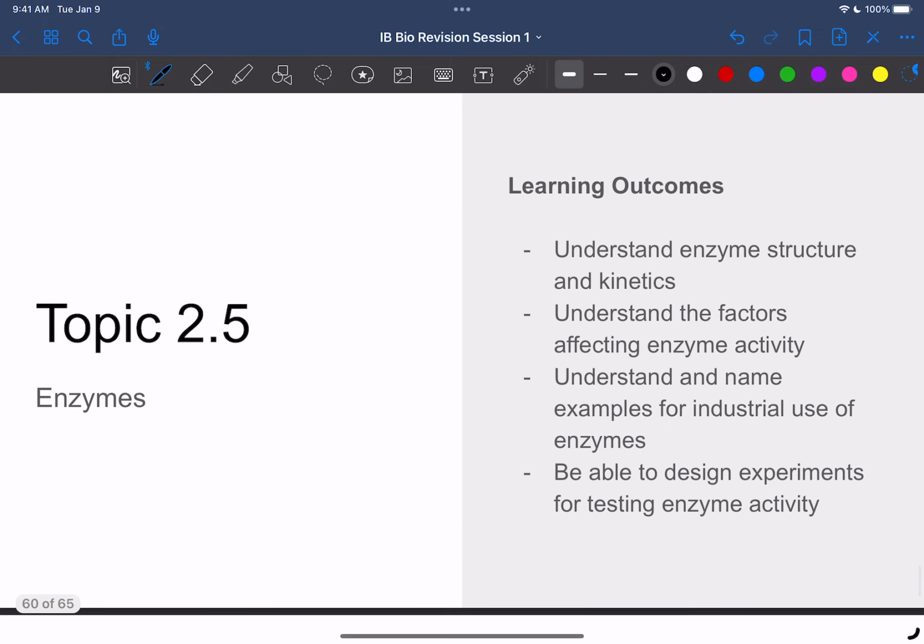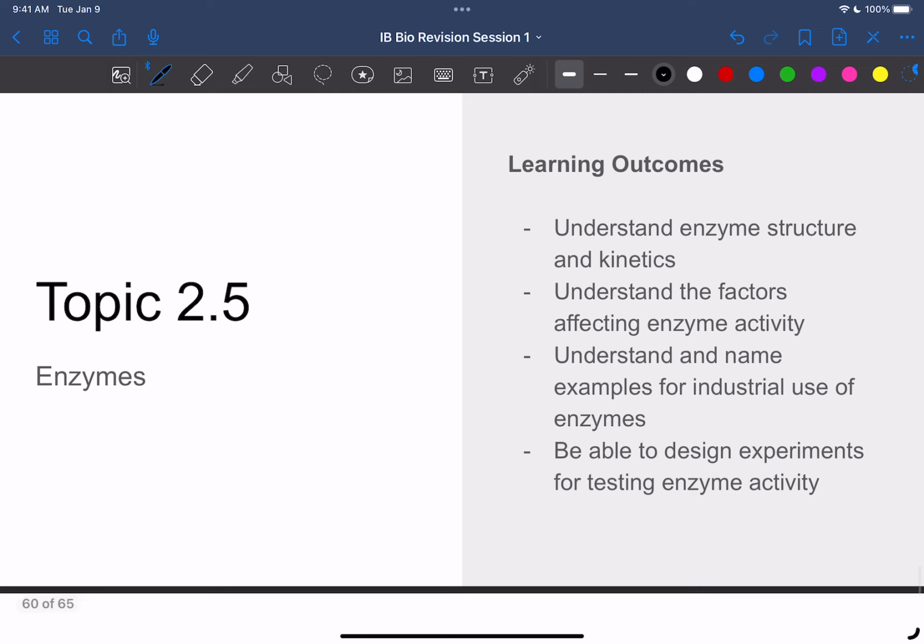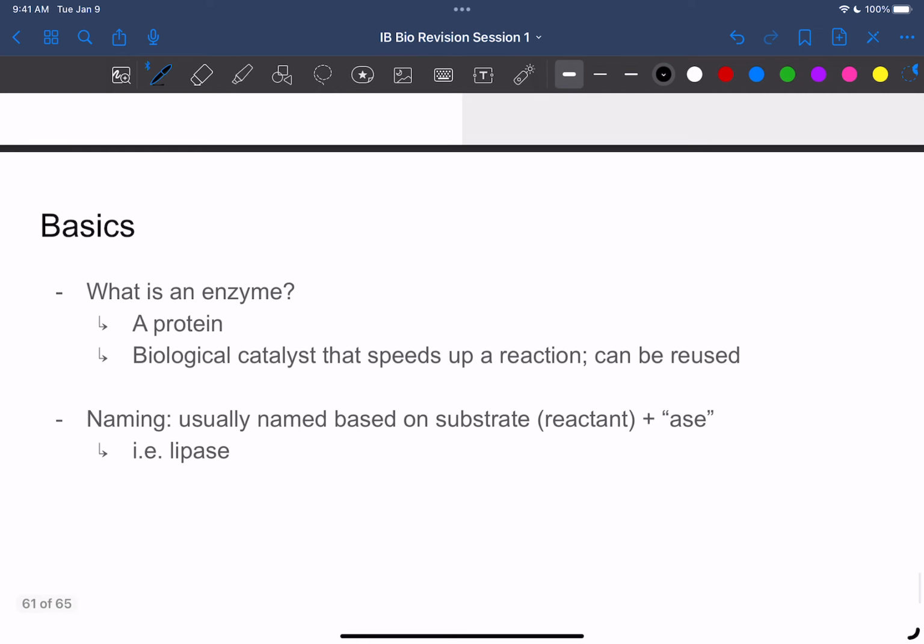Okay, last topic. This is very short. Enzymes. Okay, so you know about enzymes. You've learned a lot about them. What is an enzyme? Well, all enzymes are proteins, and they're biological catalysts that speed up a reaction. And how do they do this? They lower the activation energy for a reaction to happen.